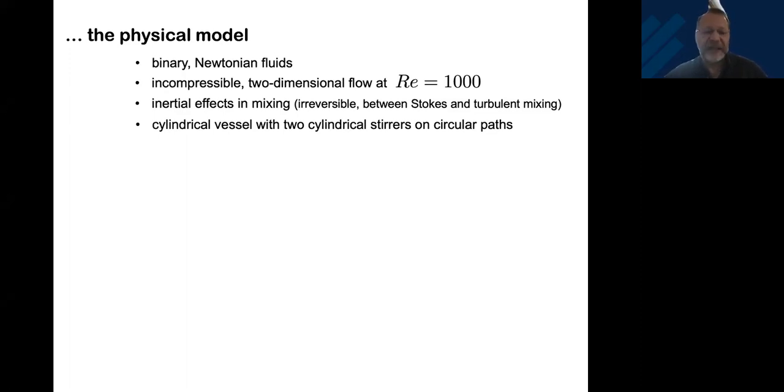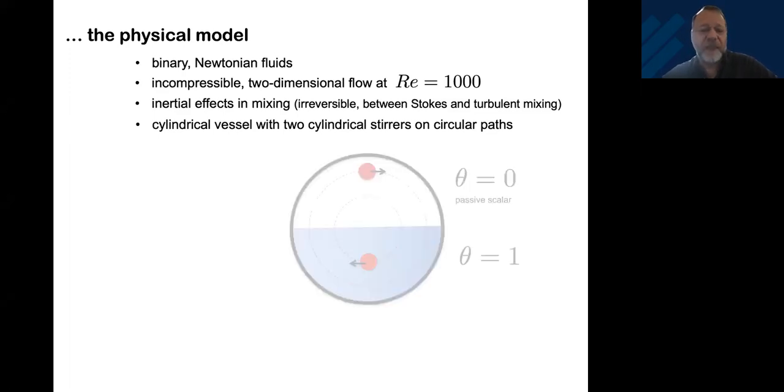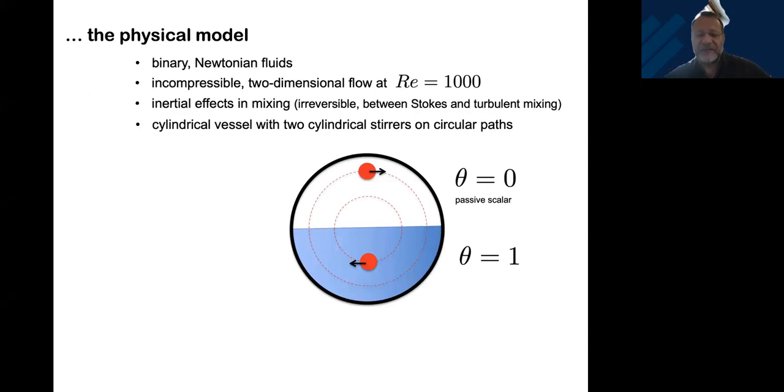That's our setup, and that one is in response to an experiment that we can compare to. Okay, so this is how it looks. We have a little bit like a Petri dish. Think of it as our mixing vessel. We have two cylinders, two rods going around on circular paths. And in the beginning, we have the lower part, theta is equal to 1 for the passive scalar, and the top part, theta is equal to 0. Okay, just like in the channel flow.